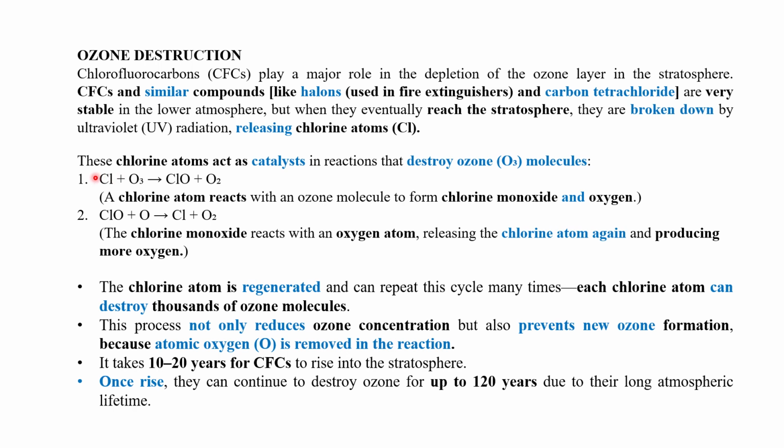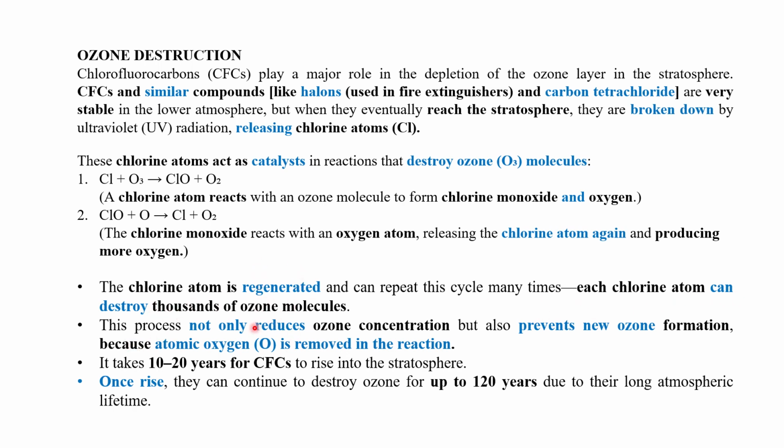We can see this equation. The chlorine reacts with the ozone. It forms chlorine monoxide and oxygen. Further, this chlorine monoxide reacts with oxygen atoms, and the chlorine atom is formed again, producing more oxygen. So what is going to happen? This free chlorine atom is mainly damaging. It is going to have an impact on the ozone. So the chlorine atom is regenerated and can repeat this cycle many times. Each chlorine atom can destroy thousands of ozone molecules.